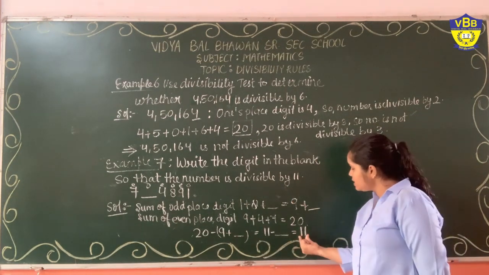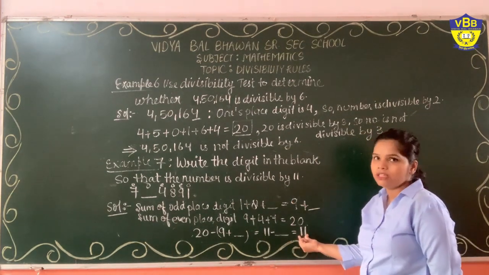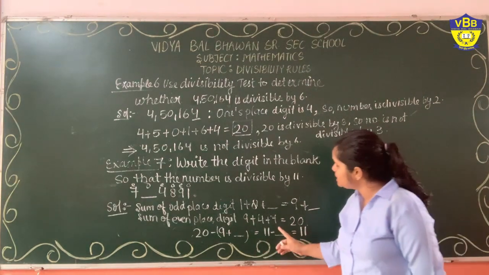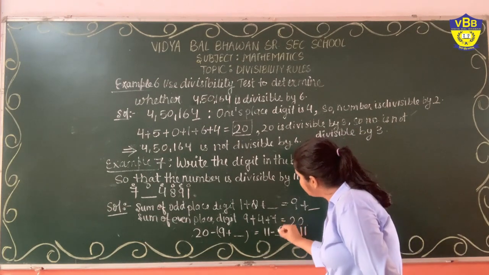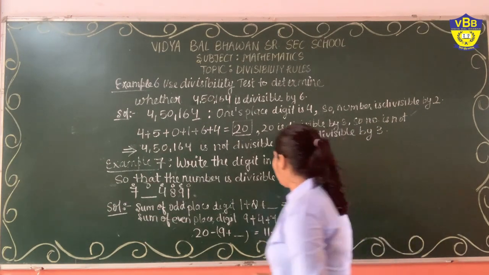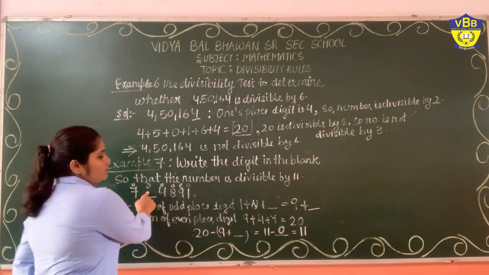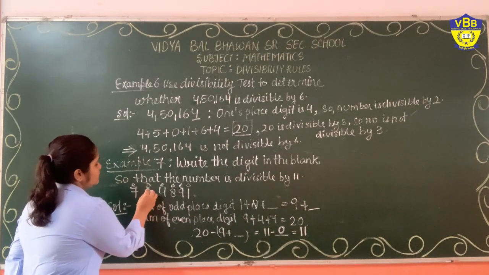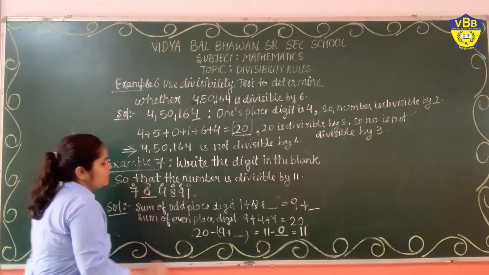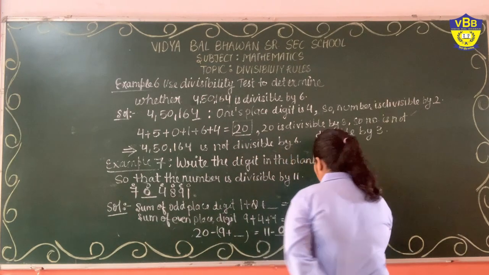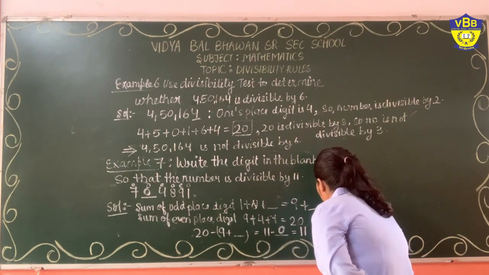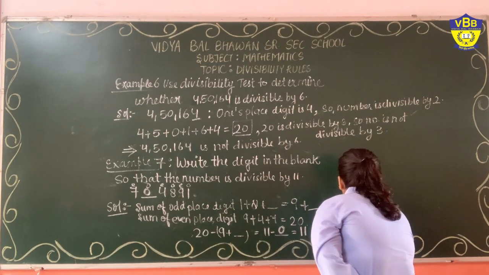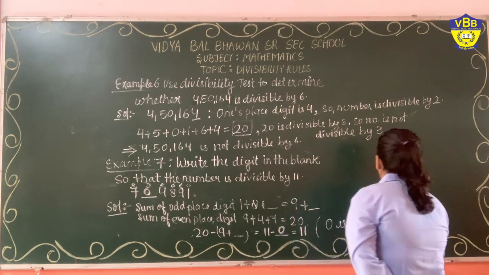So the difference should come as a multiple of 11: 0, 11, 22, 33. So what should be subtracted from here? It should be 0. When you write 0 here, you will get the answer 0. What will the blank space be filled with? 0. It should be 0. 0 is placed in the blank.